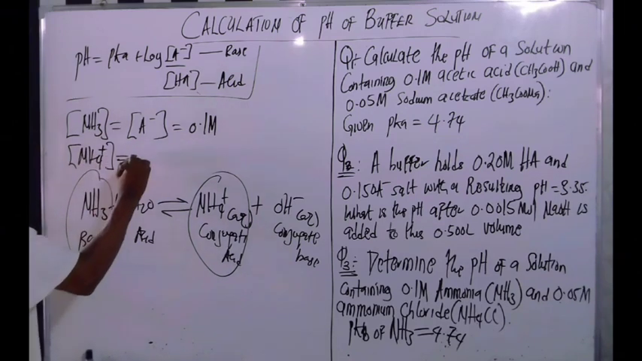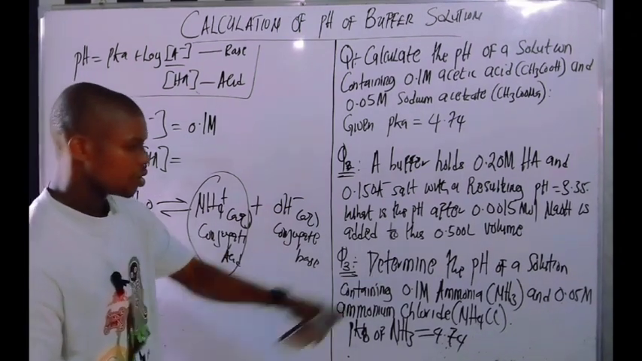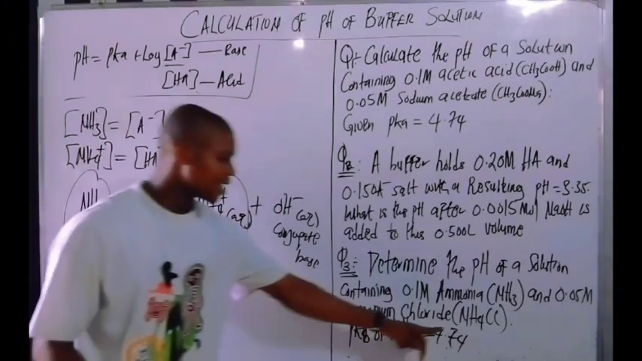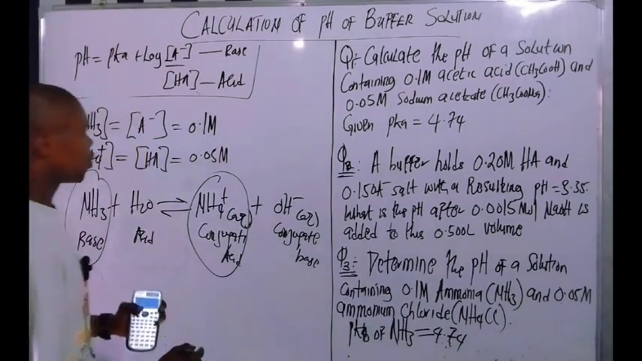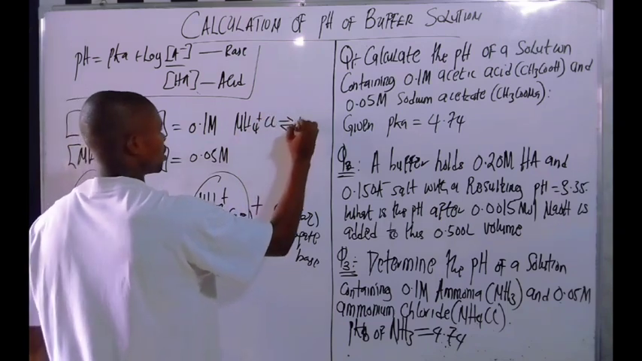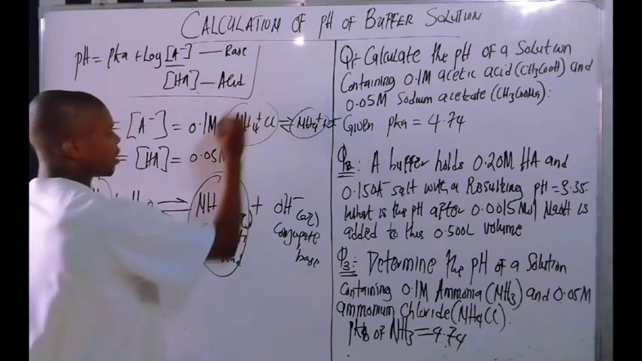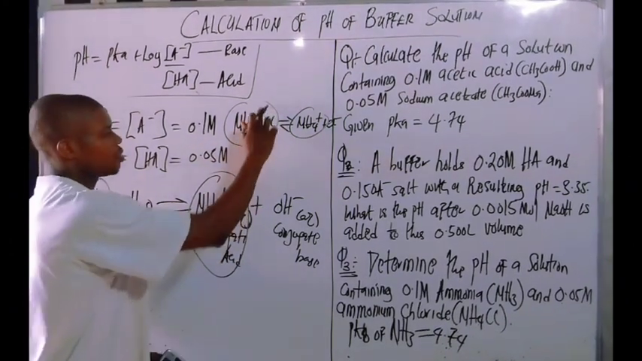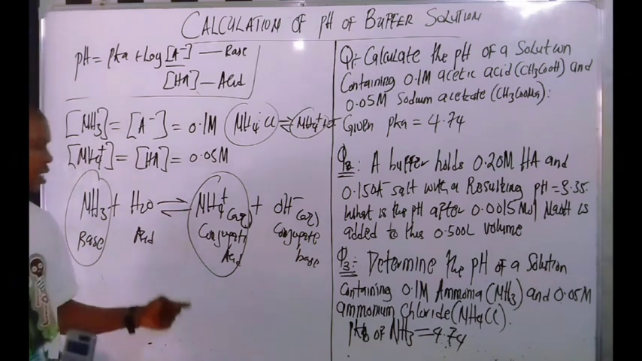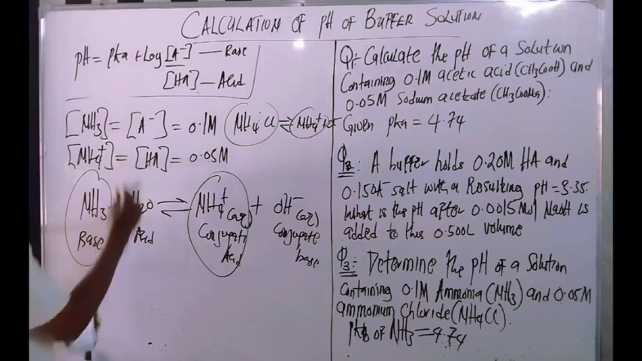So that is my NH4+, which is equal to HA, which is also the same thing as 0.05 molarity. Do you understand? Now, here they say ammonium chloride. Ammonium chloride, if you look at it here, NH4+ Cl. So this and this are the same. Sorry, NH4Cl. So NH4+ is also the same as NH4Cl. That is my acid here.